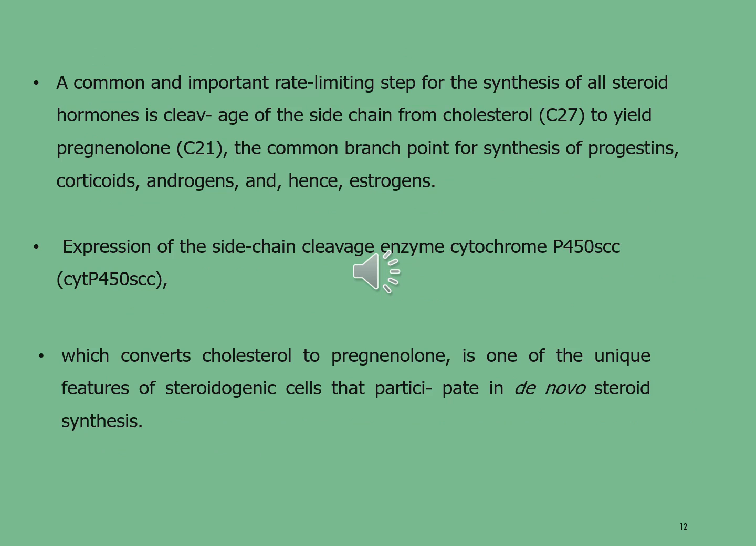A common and important rate limiting step for the synthesis of all steroid hormones is the cleavage of the side chain from cholesterol, carbon 27, to yield pregnenolone, that is carbon 21. This is the common branch point for the synthesis of progestins, corticoids, androgens, and hence estrogens.